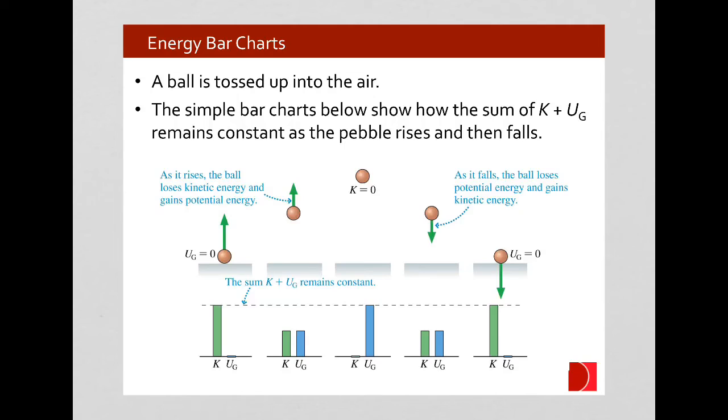Another way to visualize this exchange of energy between kinetic and potential energies is to use energy bar charts. For example, here a ball is tossed up in the air. We know that the ball is going to be going fastest as soon as it's thrown. It slows down as it gets higher up. At a certain instant, its velocity is 0, and then it begins to accelerate downward, and when it hits the ground, it's going as fast as it was when it began.